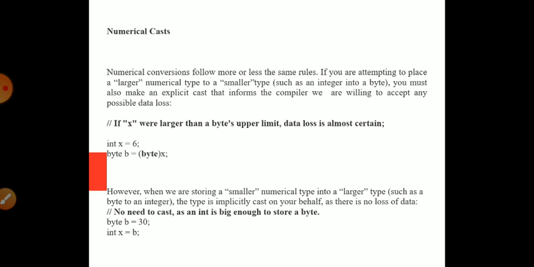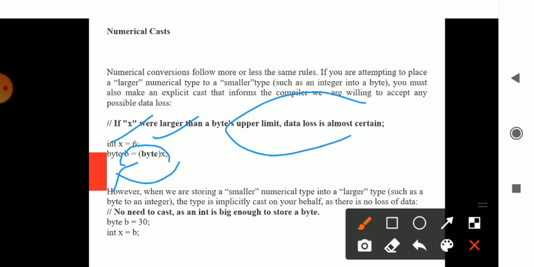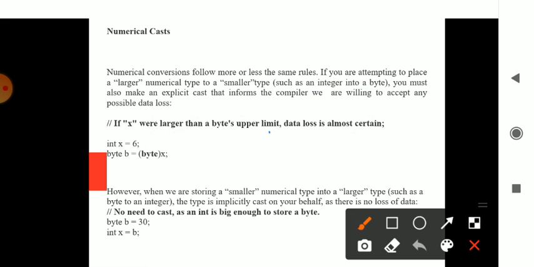In the example you can check out, one example is int x is equal to 6. It is acceptable. The value 6 is put in x, which is of type int. Now this x value is being stored in a byte. Remember, it leads to data loss as x has more value and the byte has less. Remember, how much does a byte take? 8 bits, whereas the integer takes 32 bits.